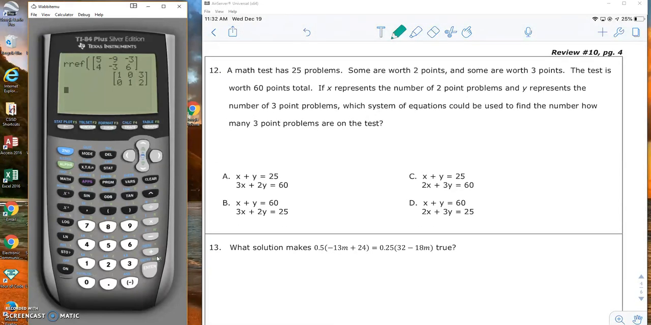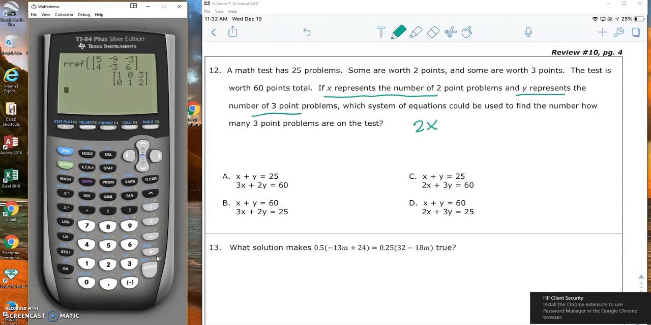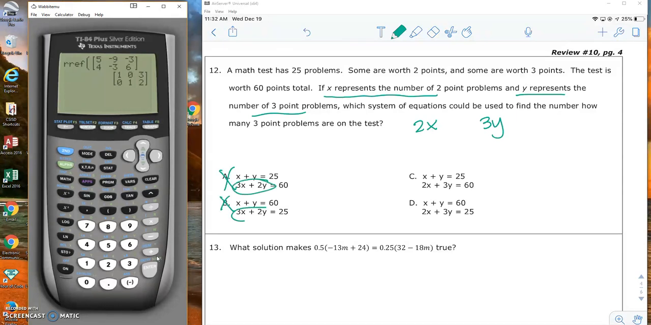Problem 12, a math test, has 25 problems. Some are worth 2 and some are worth 3 points. The test is worth 60 points total. If X is 2 points and Y is 3 points, which system could be used? So 2 and X need to go together. 3 and Y need to go together. Anything that does not have a 2 and an X and a 3 and a Y together can go. So A and B are out because they do not have 2 with X and 3 with Y. So now we just need to figure out C or D. So I have a 50-50 shot at guessing this correct just by looking at that tiny piece.